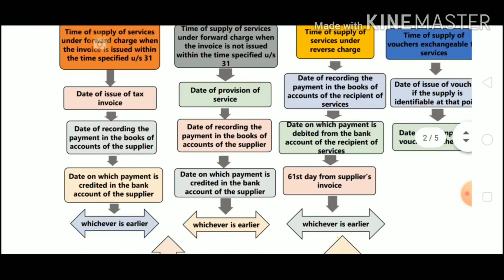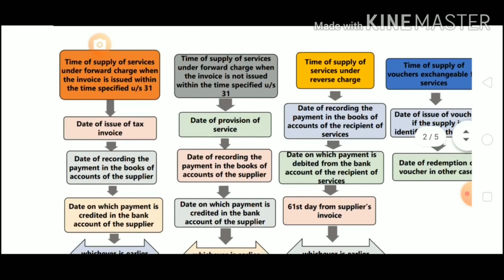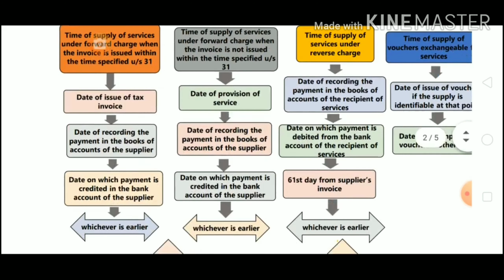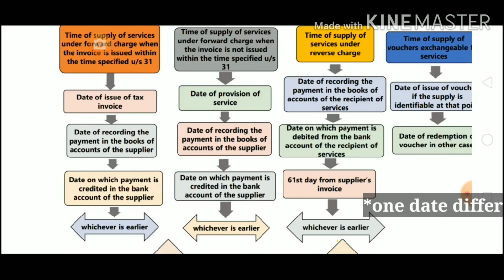So if the invoice is issued timely, then we'll take earlier of 3 dates. First one is date of issue of tax invoice, then date of recording the payment in the books of account of supplier, then date on which payment is credited in the bank account of supplier. Okay, whichever is earlier. Now when the invoice is not issued within the time limit, then we'll take earlier of 3 dates, but those 3 dates are different obviously. Instead of the date of tax invoice, we'll take the date of provision of service. The next one is date of recording the payment in the books of accounts of supplier. This one is same. Date on which payment is credited in the bank account of supplier. This one is also same. Whichever is earlier, we'll take the earlier of the 3 dates.